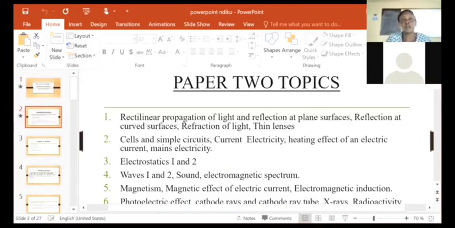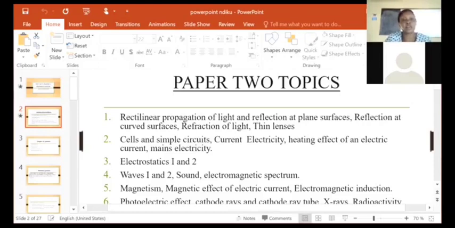Starting from Form 1, we have the first topic, that is rectilinear propagation of light and reflection at plane surfaces. We also have reflection at curved mirrors, that is in Form 2, and refraction of light and lenses. The topics are grouped this way so that we can have the structured questions in section B, because we can have a question running from rectilinear propagation all the way up to lenses.